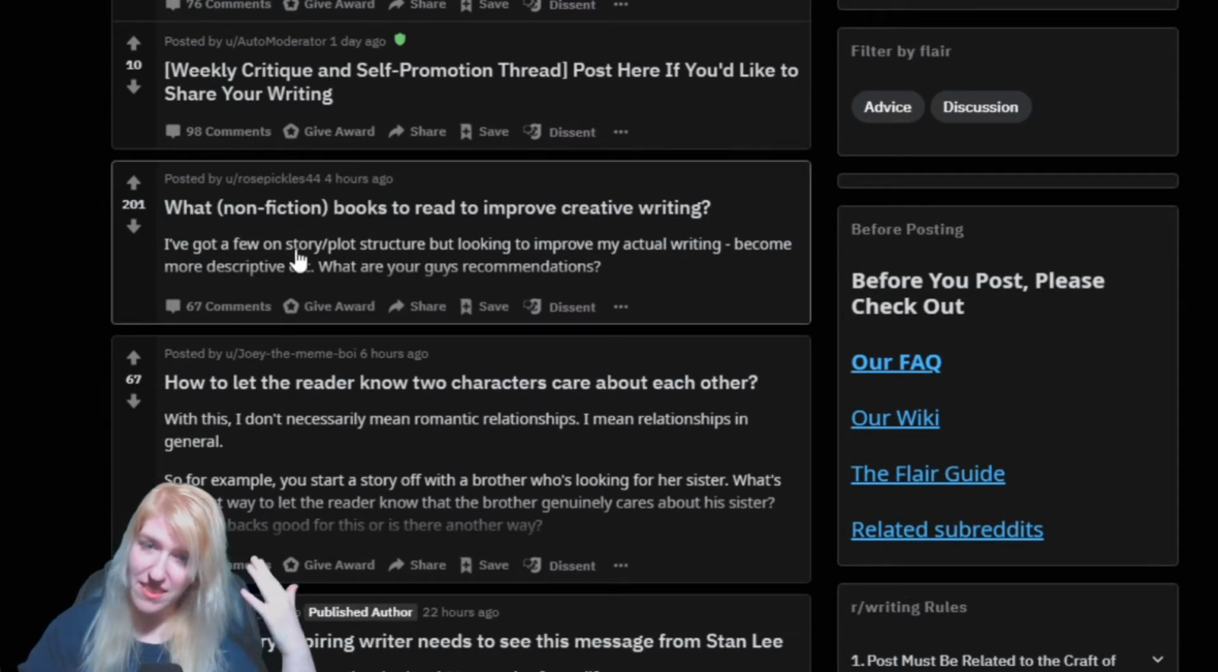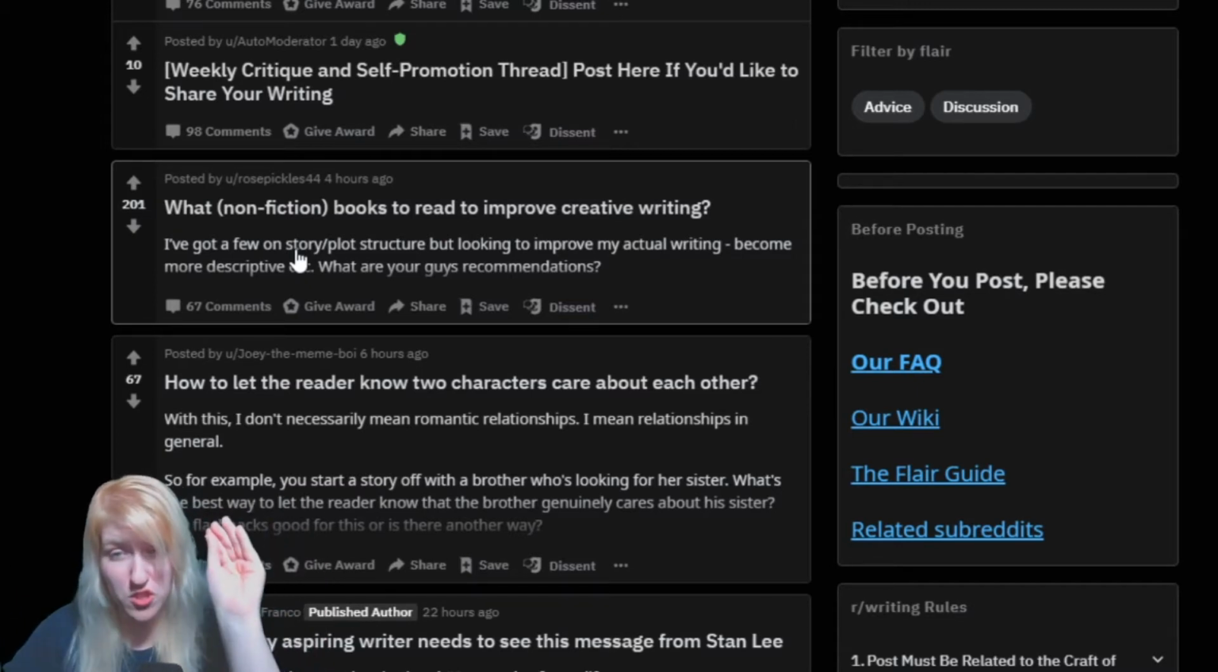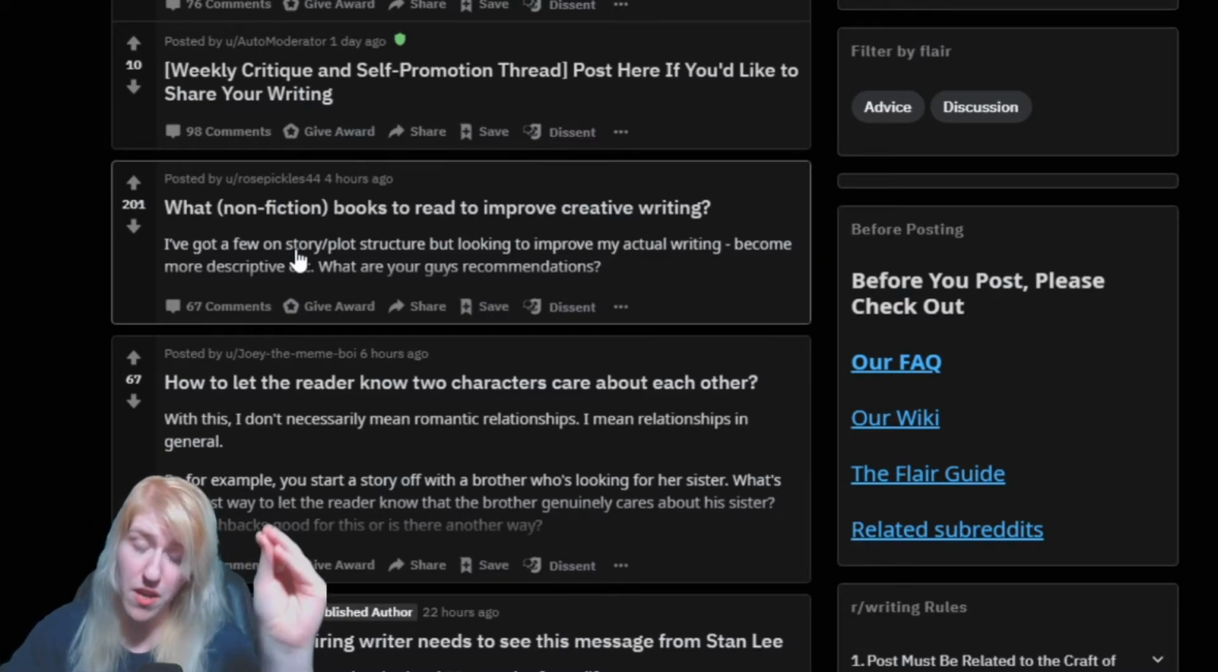There are so many book recommendations. I'm not even going to bother with this one: what nonfiction books to read to improve creative writing. There are so many. Everybody is always going to say On Writing by Stephen King as one of them. There's just so many books if you want to improve your writing.